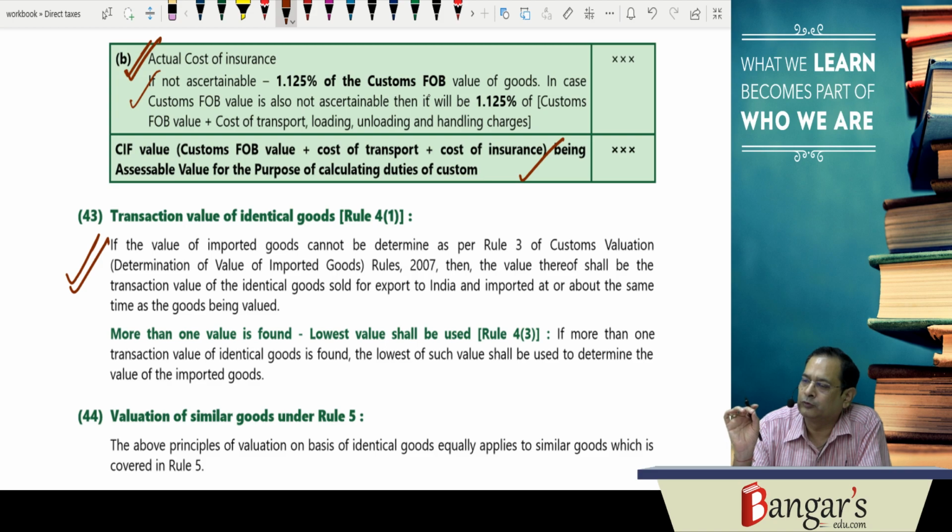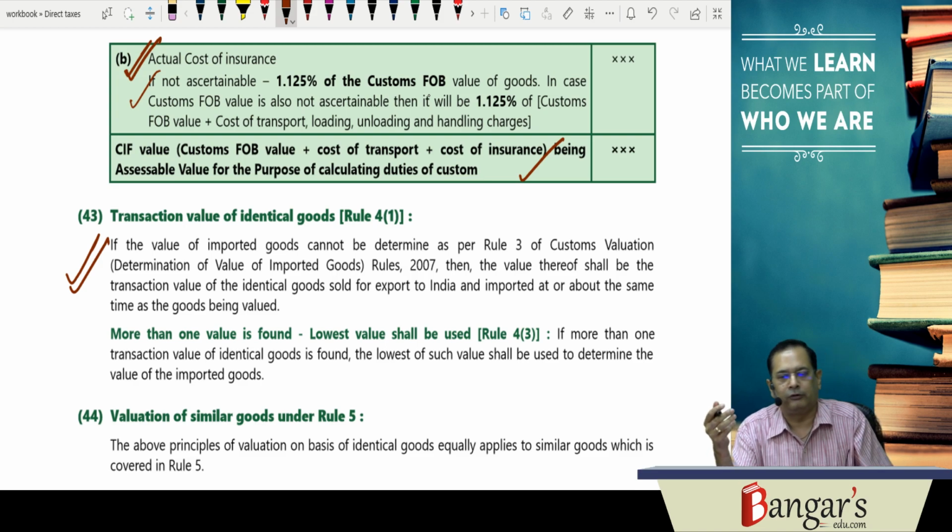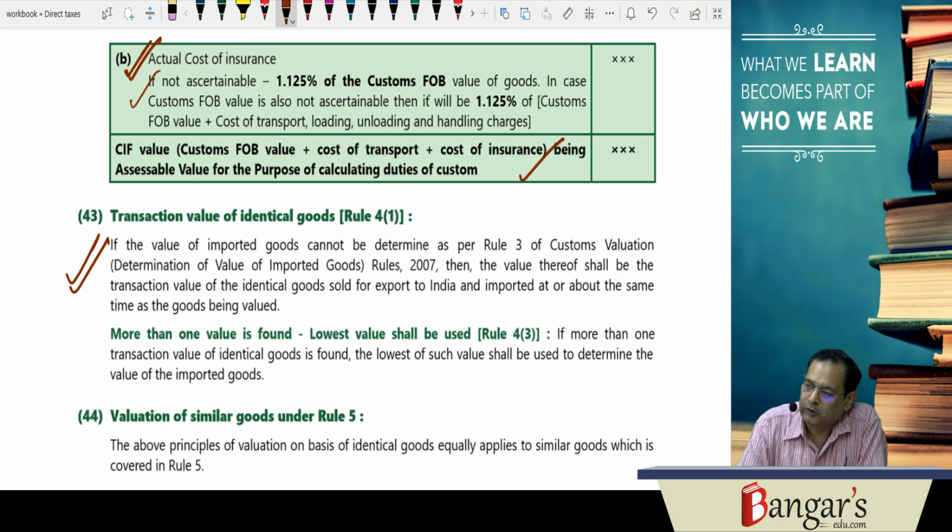Identical goods means goods which are same in all respects, having regard to physical characteristics, quality and reputation, as the goods being valued. They are produced in the same country in which the goods being valued were produced, and produced by the same person who produced such goods. And in case the goods are not produced by the same person, goods produced by a different person. And here if say more than one value is found of the identical goods, then lowest value is to be taken.